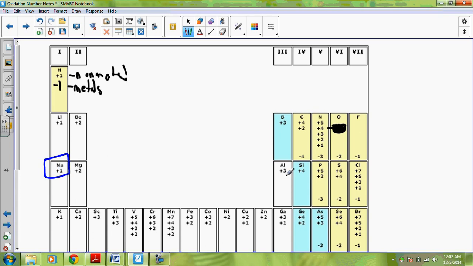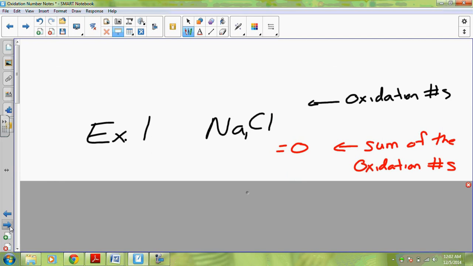So it doesn't matter. Just like fluorine always has a -1, aluminum's always going to have +3, sodium's always going to have +1, lithium's going to have +1, beryllium's going to have +2. So there are some elements that are automatic, you don't even have to think, you look on your purple paper and you write it down. So for this one, we go back over here.